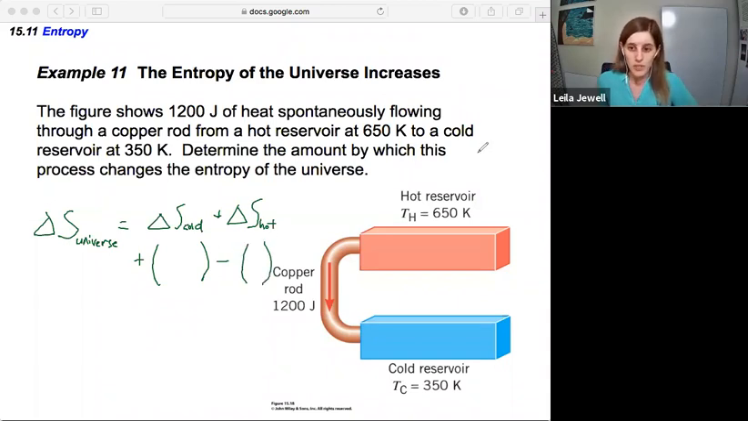We know the entropy change is equal to Q over T. That's our general equation. For the hot reservoir, it'll be the heat leaving the hot reservoir with TH. For the cold reservoir, it'll be the heat going into the cold reservoir with TC. So let's check out the actual calculation of it.